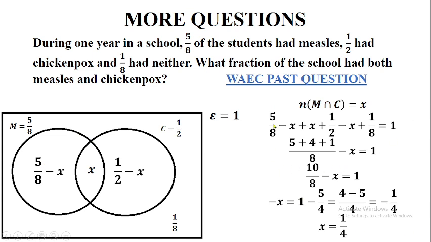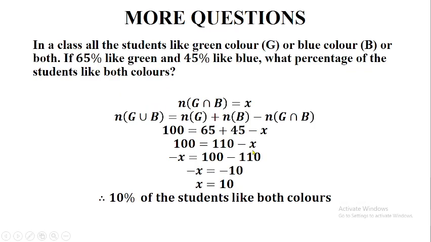So let's see one or two more questions on the Venn diagram of two subsets, so that we understand it better and better. Now let's see quickly. Look at this question also. In a class, all the students like green color, which is represented by G, or blue color, which is represented by B, or both. If 65 like green and 45 like blue, what percentage of the students like both colors?